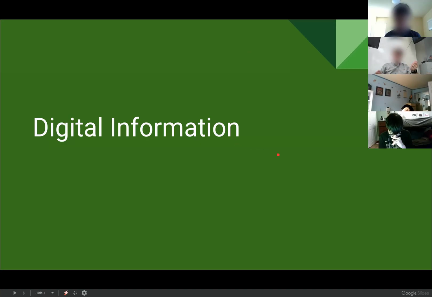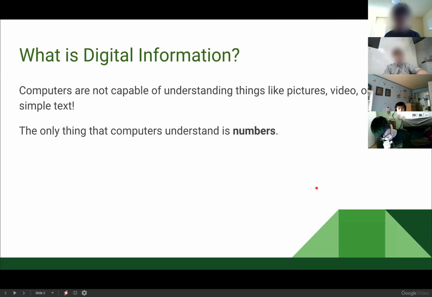All right, so today we're going to start looking at digital information. And as we go through this unit, we will understand a variety of different ways that computers store information. So first off, I think we all understand that computers don't really store pictures or video or text. The only thing that they understand is numbers. Computers only understand numbers.